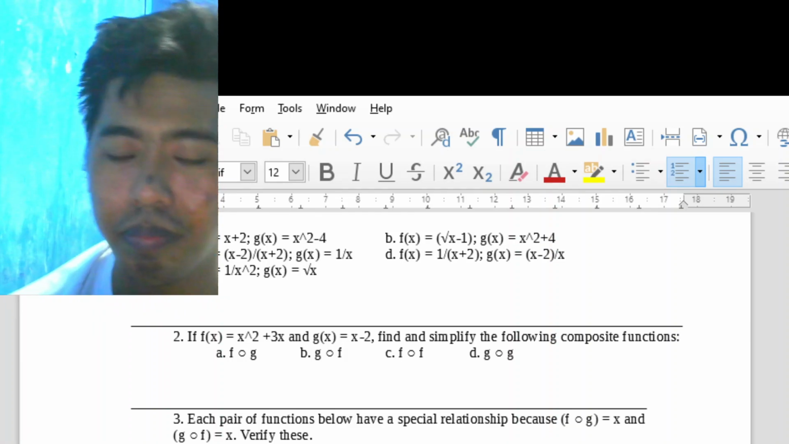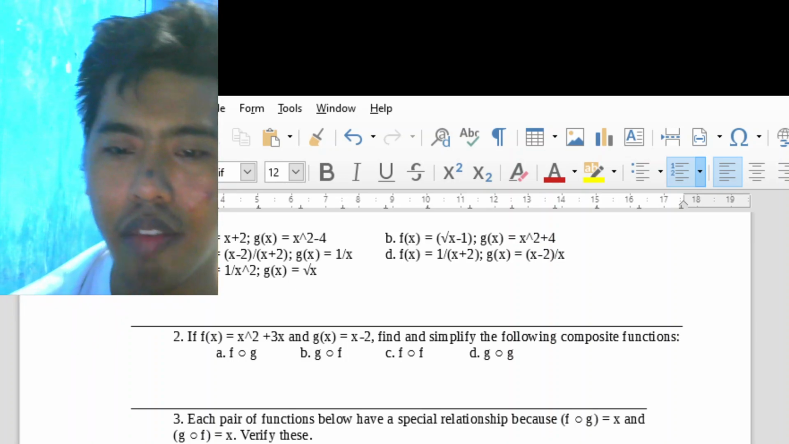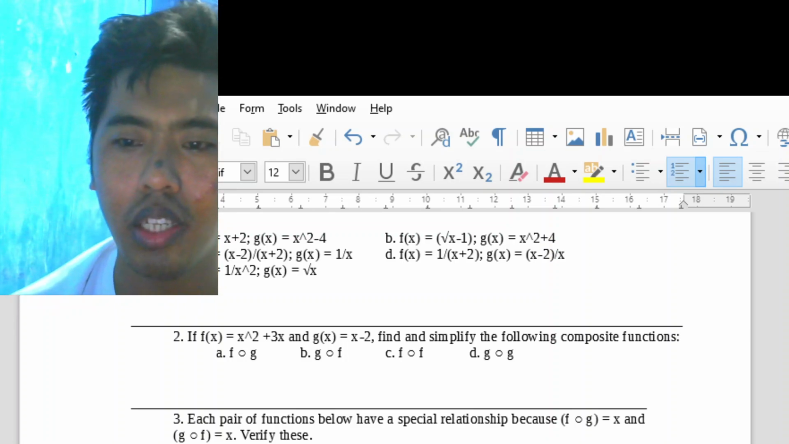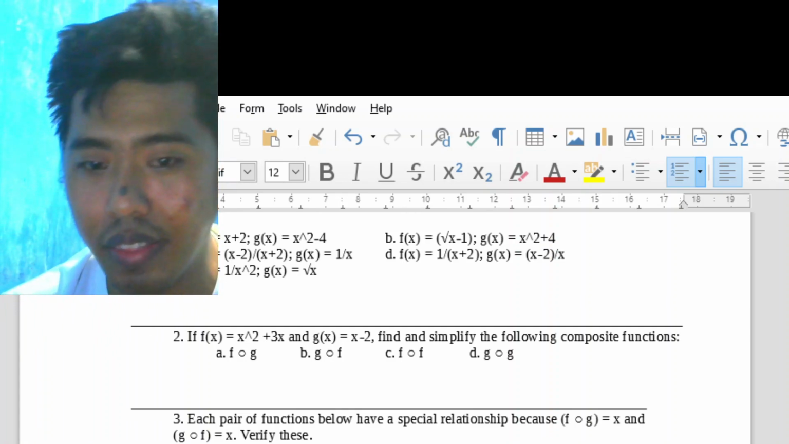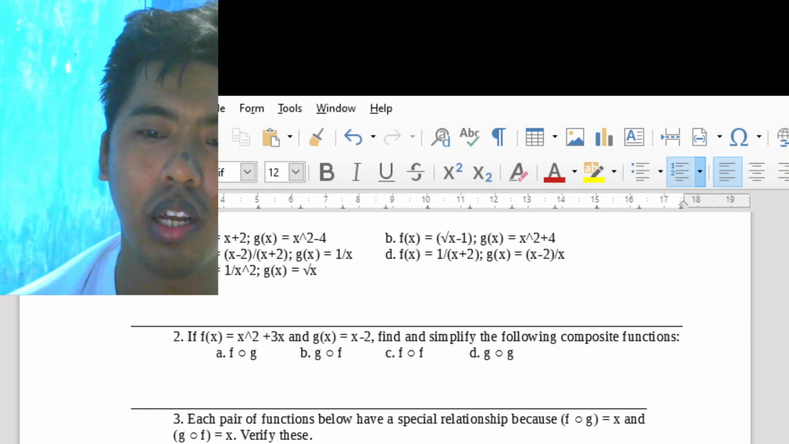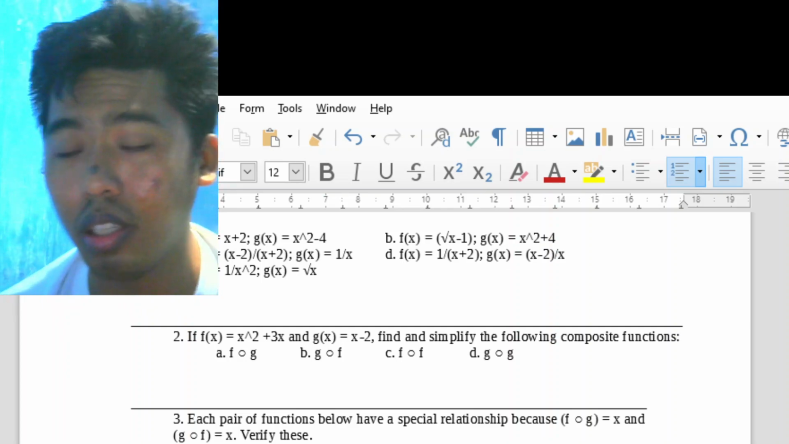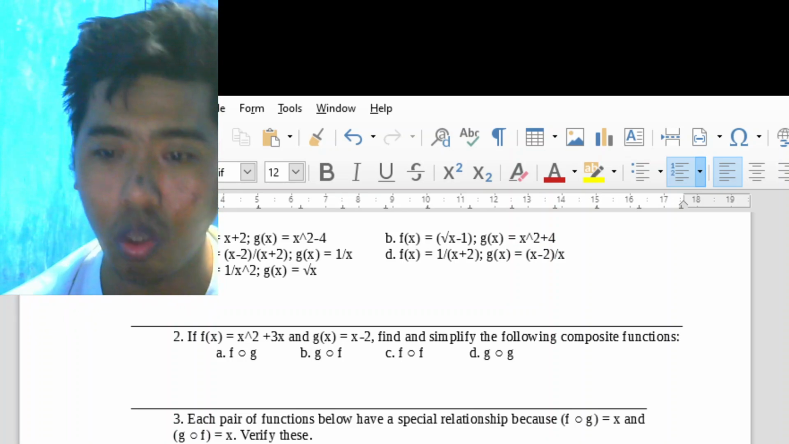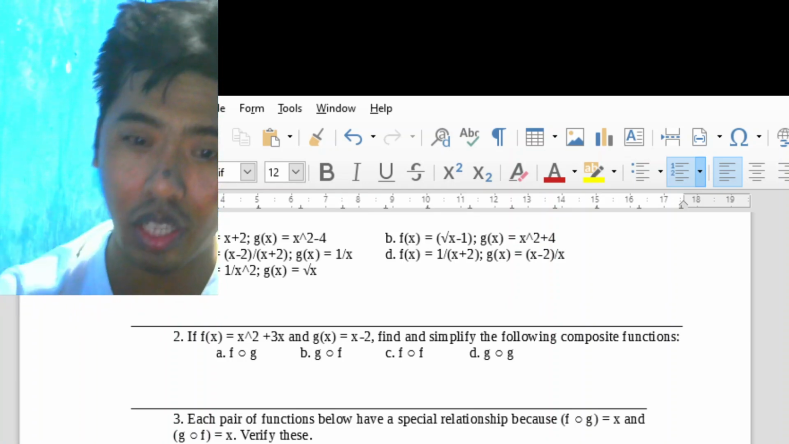Okay, number 3. Each pair of functions below have a special relationship because f composite g is equal to x and g composite f is equal to x. Now, verify these. Tanaw na to kung naba sila special relationship. So ang imong buhaton nani is imong i-prove ra nimo kung nabagid sila yung relationship in which f composite g if it will equal to g composite f.